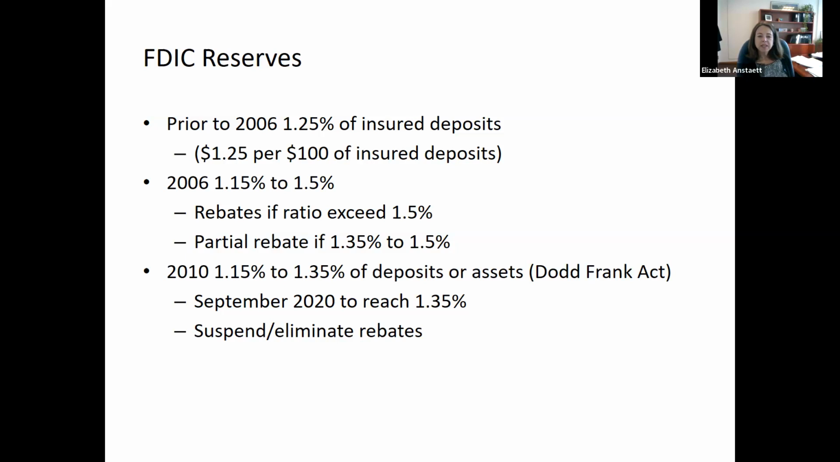And so interestingly, this was adopted in 2006. And as we know, 2 years later, there was a financial crisis. And so then in the Dodd-Frank Act, it was increased up to 1.35. And there are no longer these rebates. And so in 2010, it did take 10 years for the FDIC to get back up to that 1.35 level, because after all the bank failures, they did not have a lot of cash on hand.